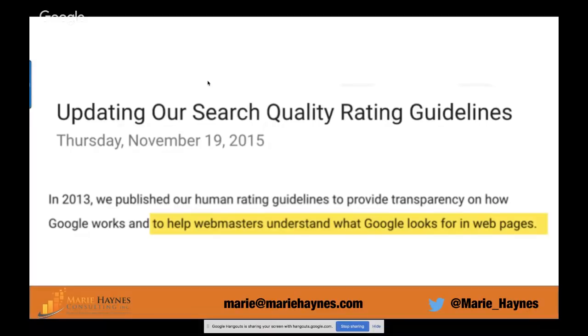Google has just said that this is transparency on how Google works and how to understand what Google looks for in web pages. So these are really important.